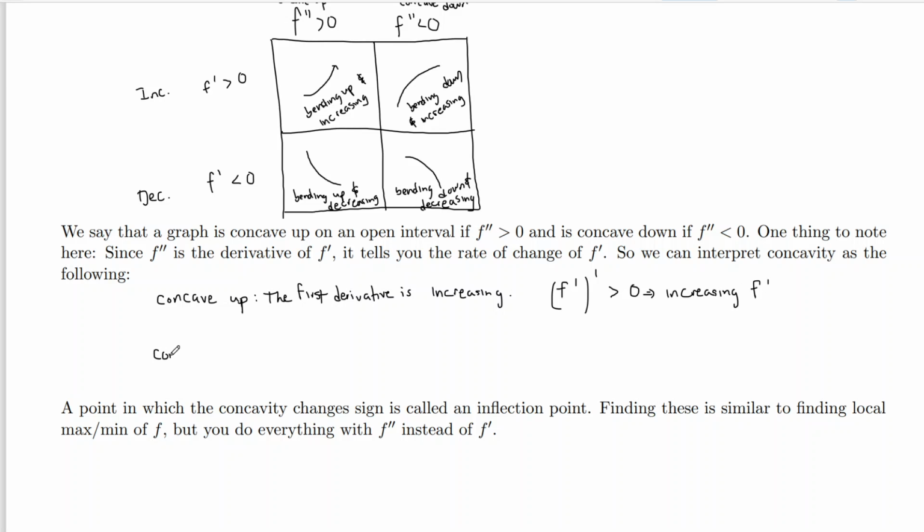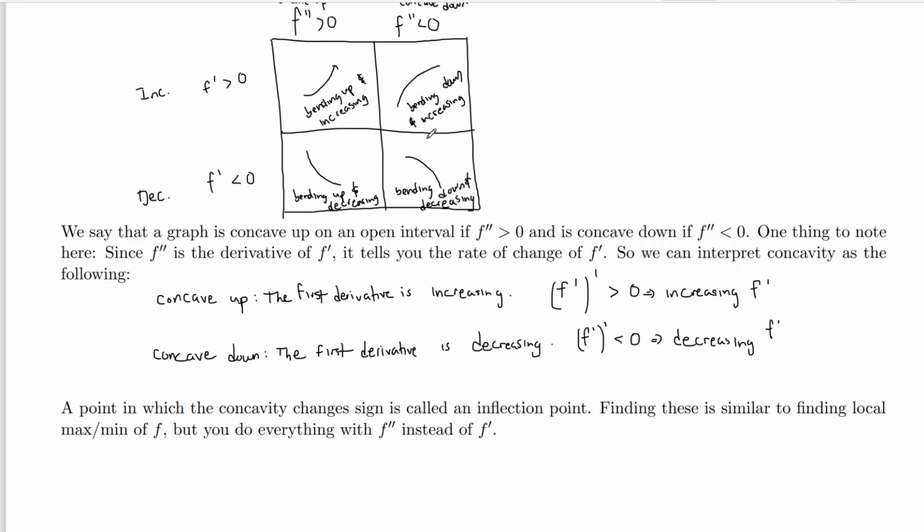And then concave down is pretty much the same way. How is it telling you the first derivative is changing? Well, because the second derivative would be negative, this is telling you that the first derivative is decreasing. And same idea here. If you take the first derivative and you do its derivative and it's negative, that means that f prime is decreasing.